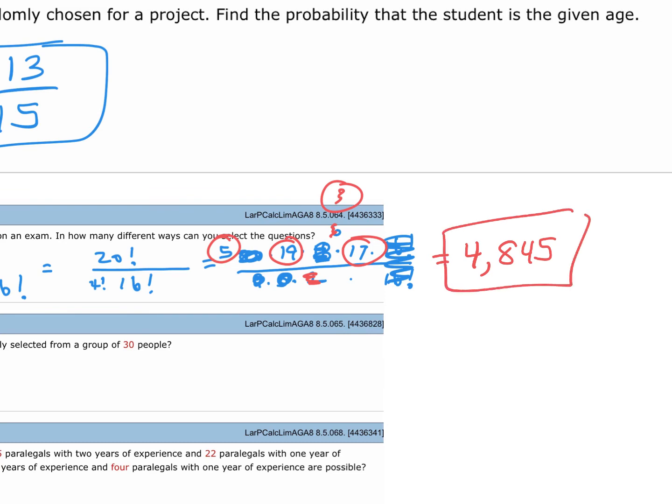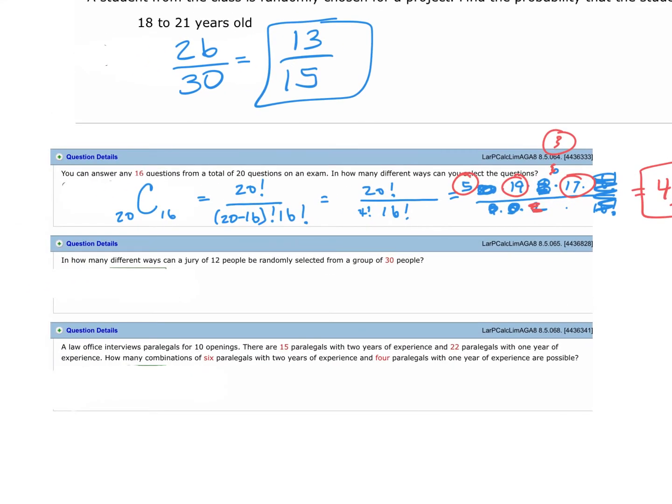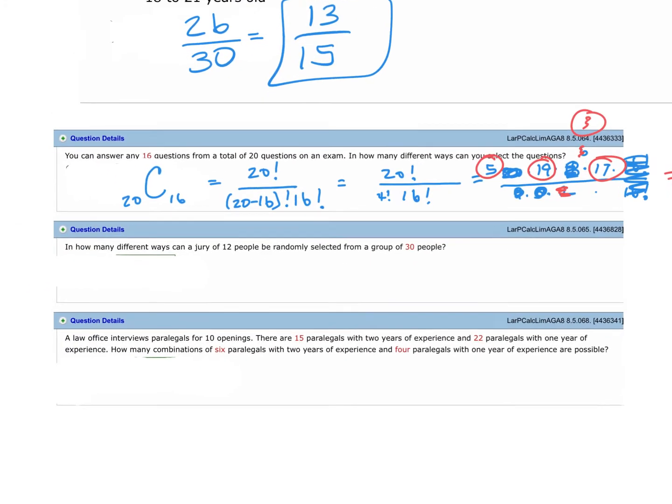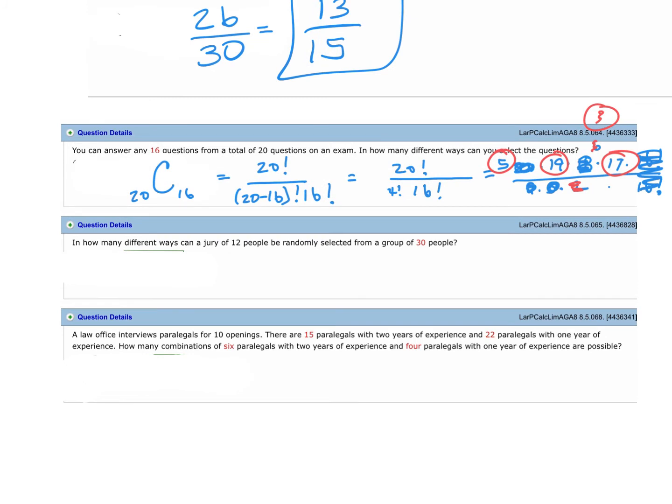4,845. Perfect. So I look at this next question: how many different ways can a jury be selected? Does it matter? They're not saying how they're going to sit down, but if I'm just trying to get a group of people to be on a jury, does it matter if before I pick, I say, okay, I want Jason, Maddie, and Vicky, or I say, I want Maddie, Vicky, Jason, right?